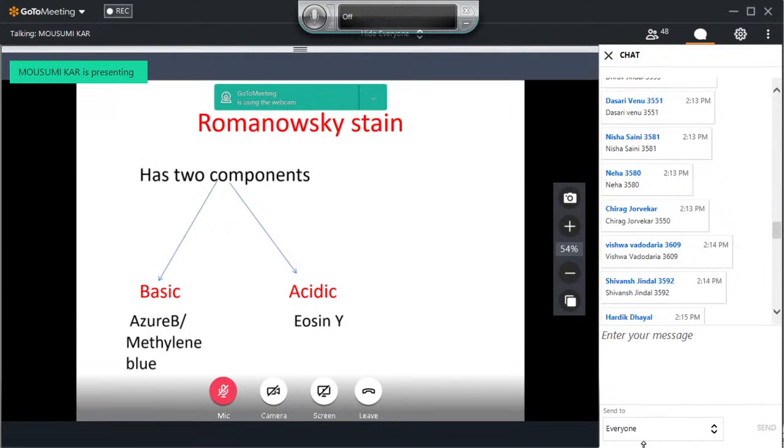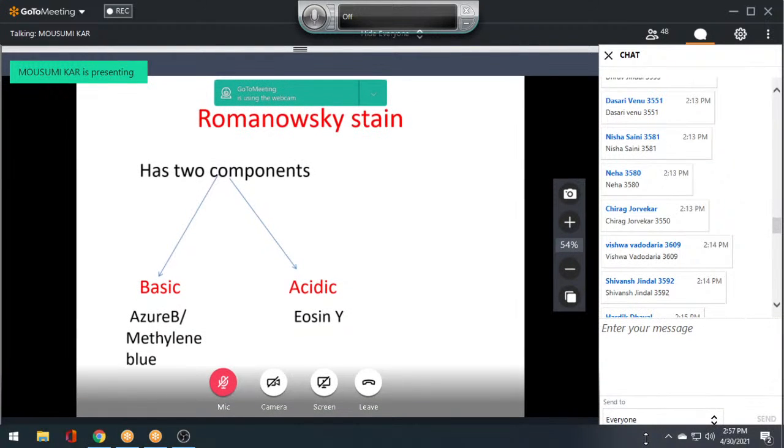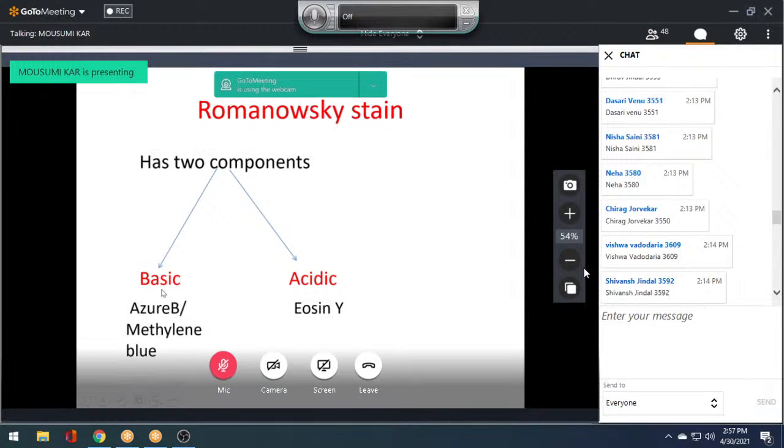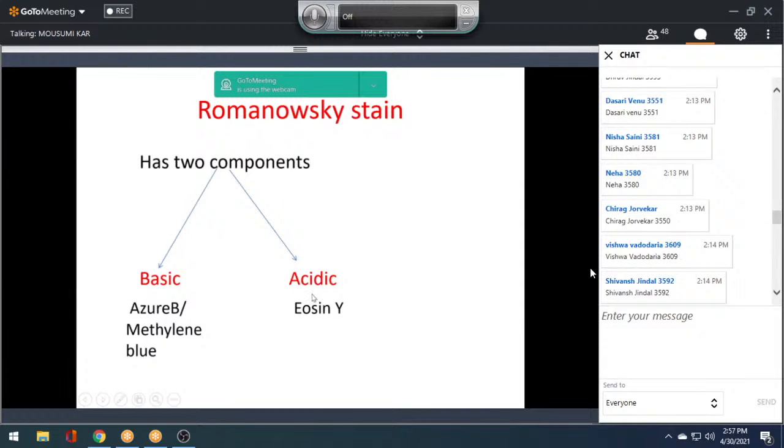Where is the acid of the cell present? It's basically nucleic acid. Nucleic acid is present in the nucleus. So the basic part of the stain will go and stain the nucleus. That is usually the methylene blue. That's why in the cells, the nucleus will be blue in color, because methylene blue is basic and it gets attracted to the nucleic acids in the nucleus. The acidic part, usually we use eosin, and that is attracted to the basic part of the cell, that is the cytoplasm.